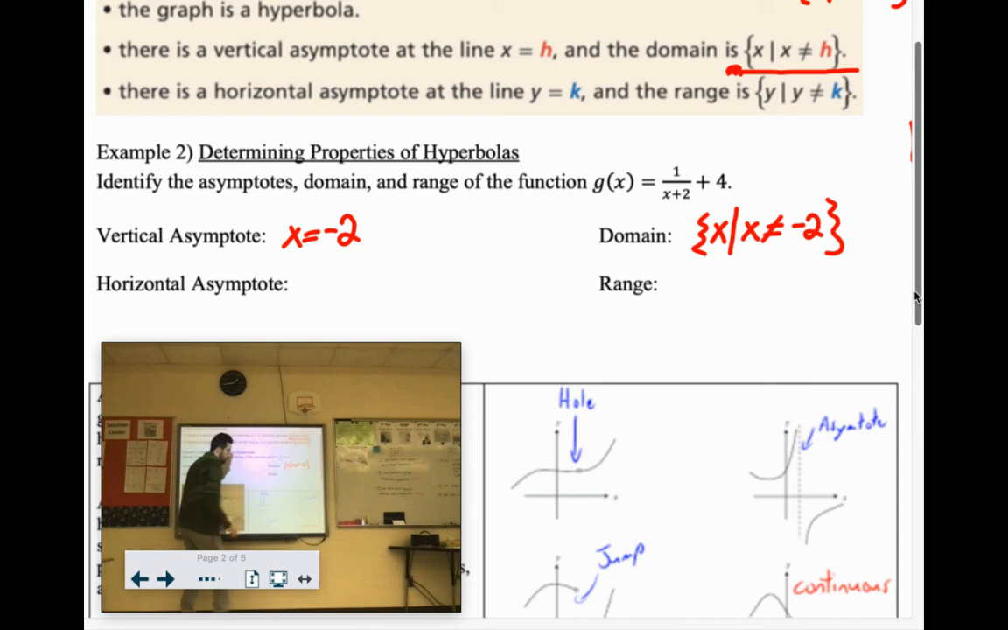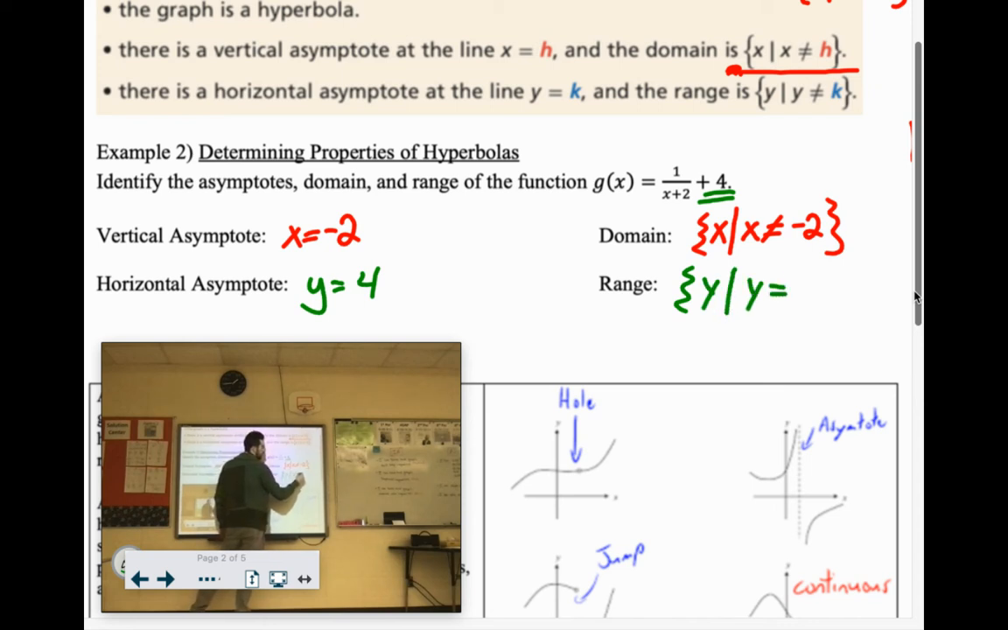The horizontal asymptote, the flat line that starts at 0, that defaults at 0, and then it gets shifted up and down if you have something at the back. So this says plus 4. So that would be shifted up 4. And a shift up 4 would be the equation y equals 4. That would give you a flat line at 4. So the range, again, all real numbers except for that 4. So y such that y is not equal to 4.